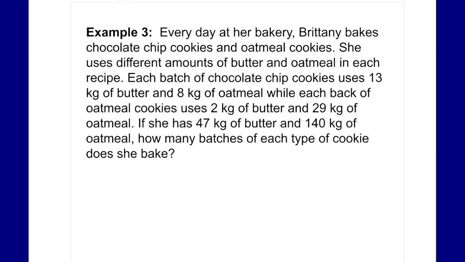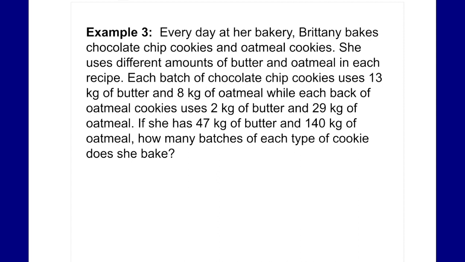And then one word problem. So every day at her bakery, Brittany bakes chocolate chip cookies and oatmeal cookies. She uses different amounts of butter and oatmeal in each recipe. I don't know why there's oatmeal in both, but sure, maybe it's oatmeal chocolate chip. So each batch of chocolate chip cookies uses 13 kilograms of butter and 8 kilograms of oatmeal.